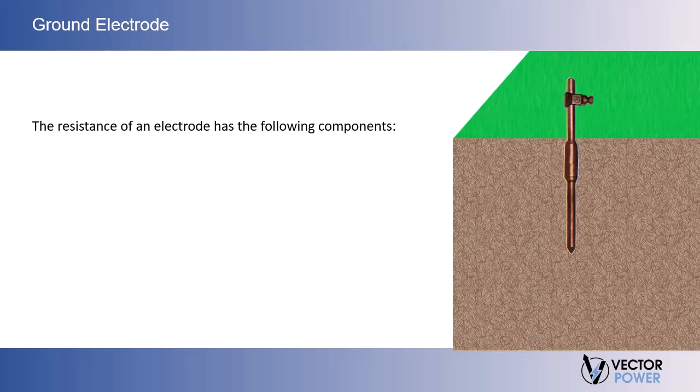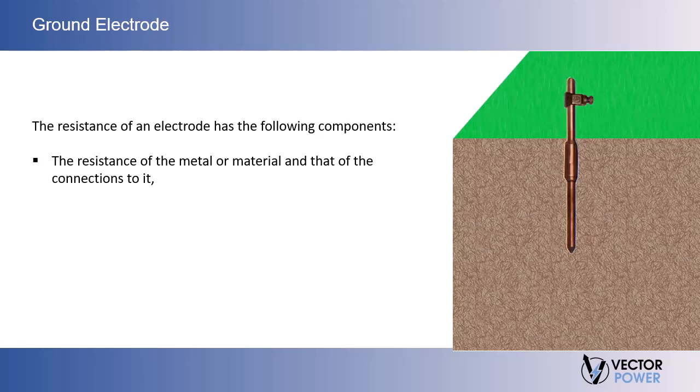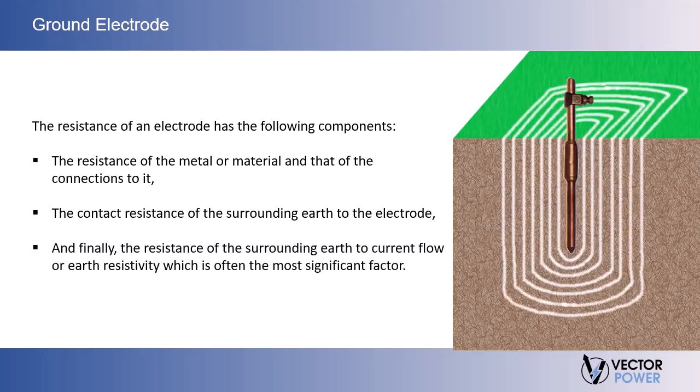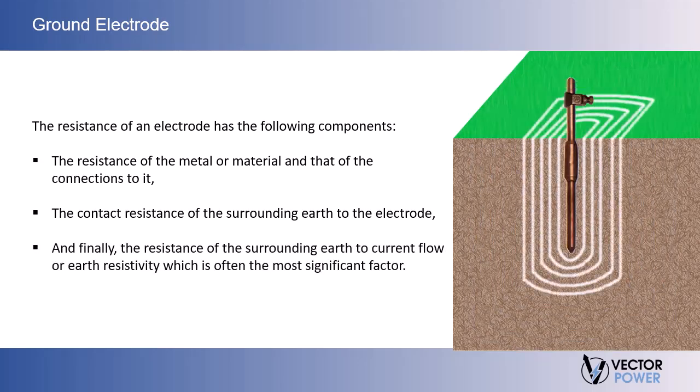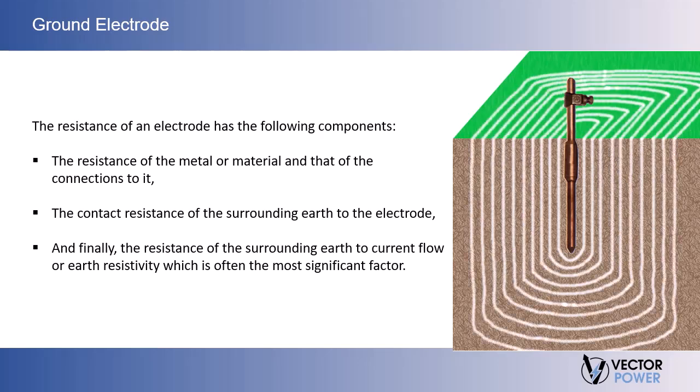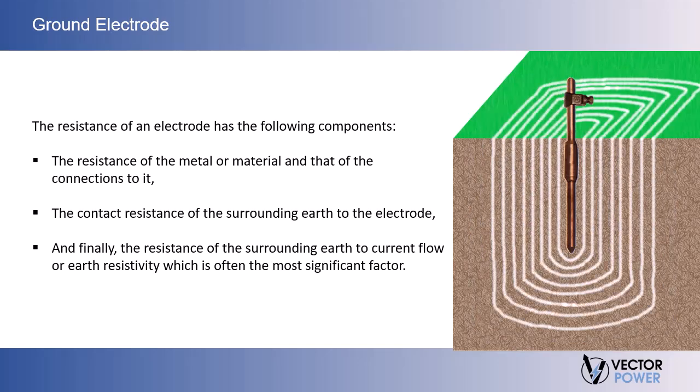The resistance of an electrode has the following components: the resistance of the metal or material and that of the connection to it, the contact resistance of the surrounding earth to the electrode, and finally, the resistance of the surrounding earth to current flow, or earth resistivity, which is often the most significant factor.